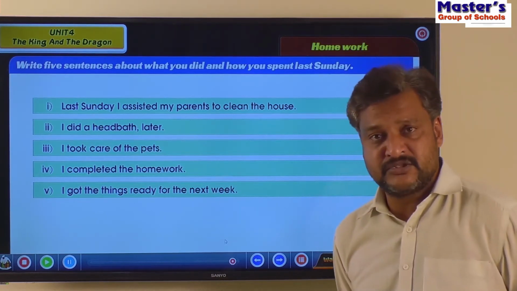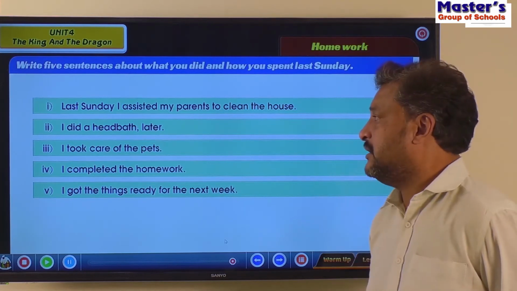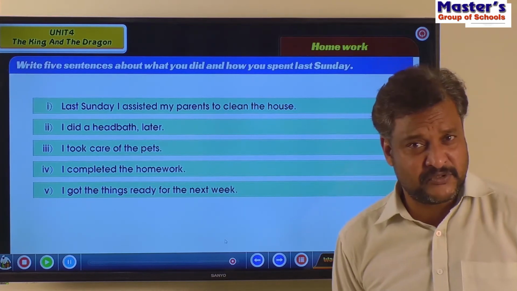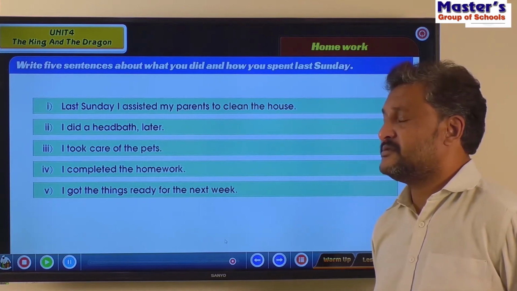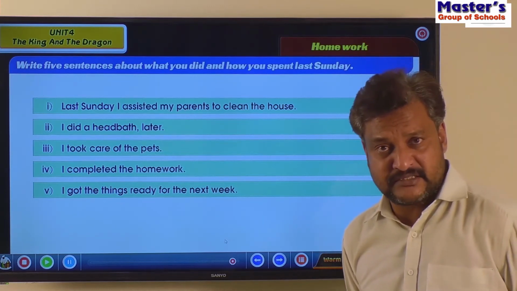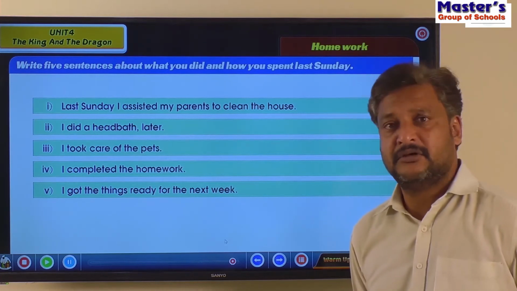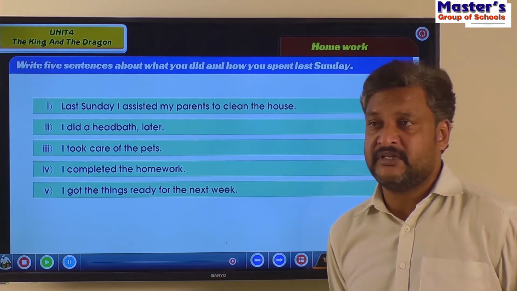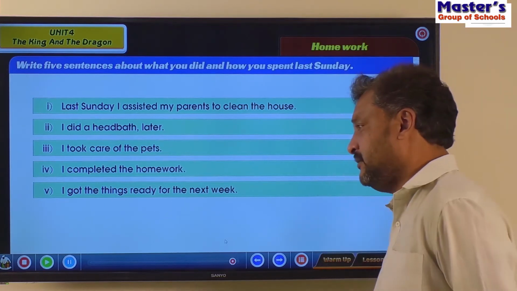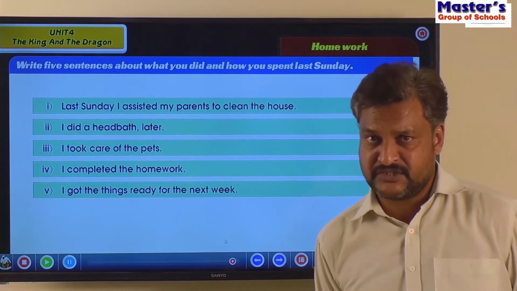I assisted my parents to clean the house. Then after that, I got a bit dirty, so I went to take a bath and I took a head bath also. Then I spent some time with my pets. I gave them some brushing, combing, grooming and all. I completed the homework which were there for the weekend. Then I got the things ready for the next week.